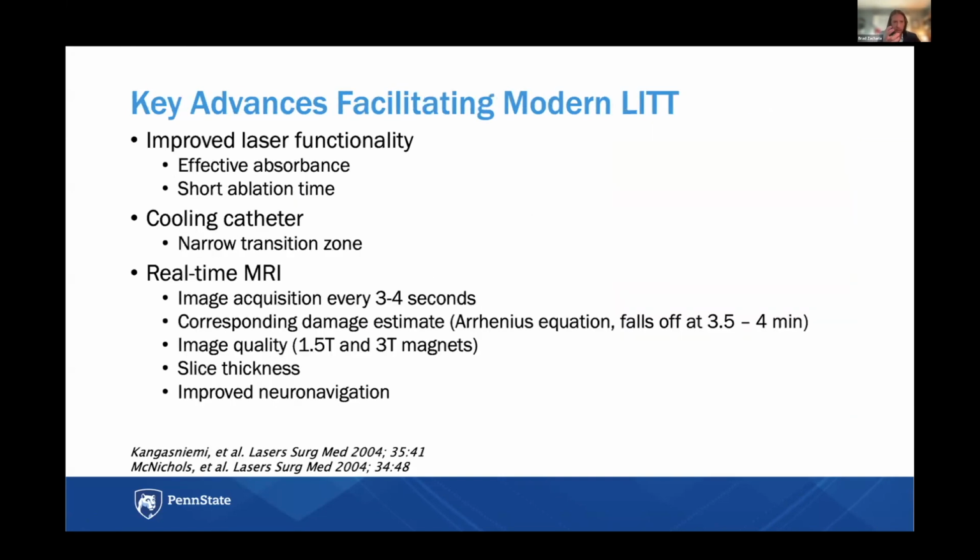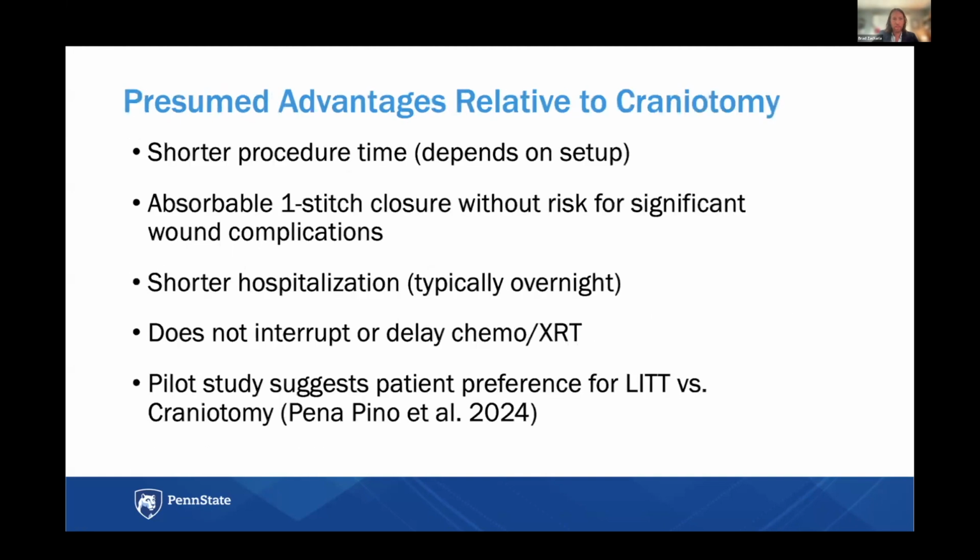So again, just to summarize some of these things, so improve laser functionality, improve the absorbance and short ablation times. The cooling catheter has really narrowed the transition zone, so allowed a steeper fall off, and you're getting real-time imaging acquisition, typically every 3 to 4 seconds. Each software platform uses a different equation, but basically they could summate the damage estimate based on temperature and time to tell you how much of the ablation you've ablated. And the improvements in neuronavigation have afforded really dramatic improvements in the safety and efficacy.